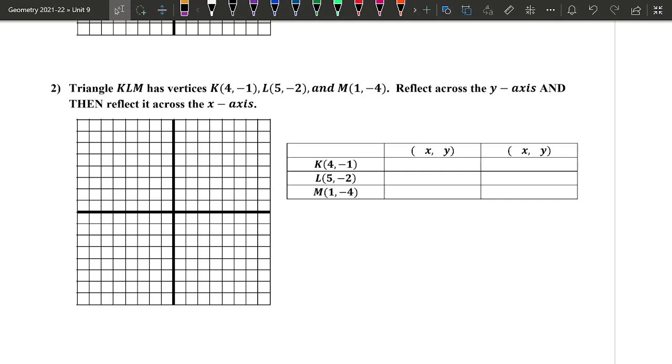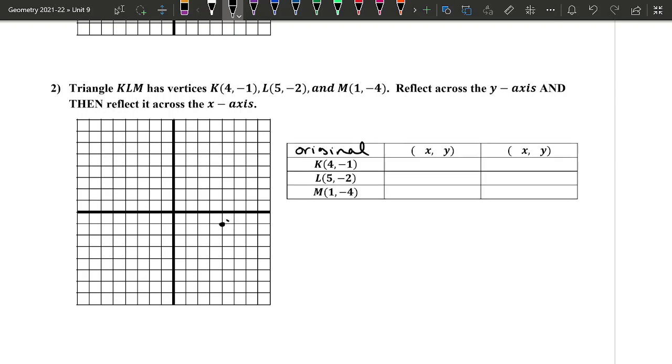So on the top of the back, triangle KLM has vertices K, L, and M. Reflect across the y-axis and then reflect it across the x-axis. So first you need to plot your original points. 1, 2, 3, 4, and negative 1.